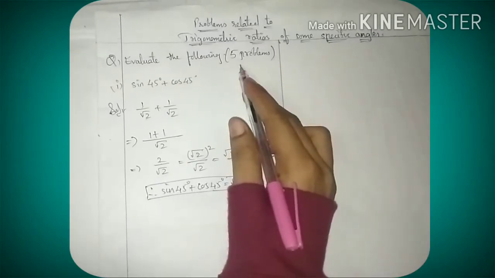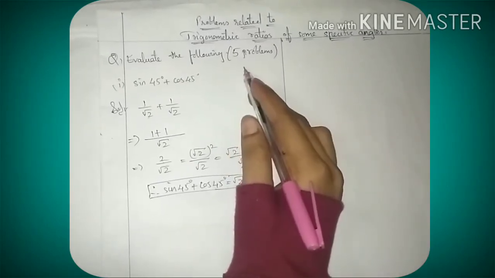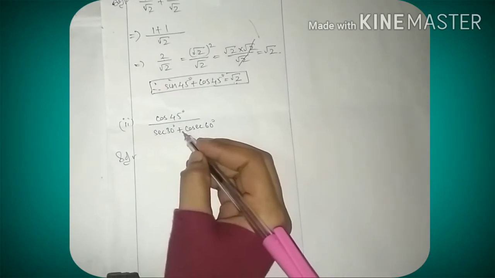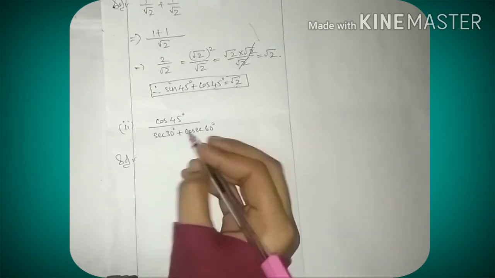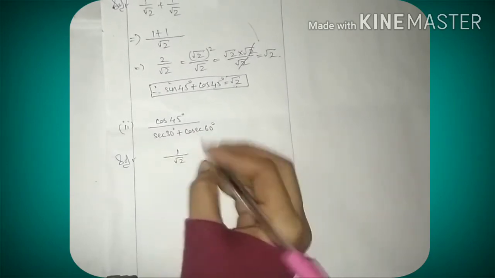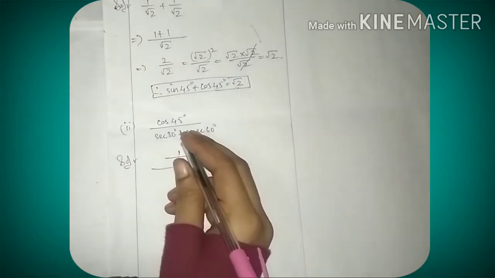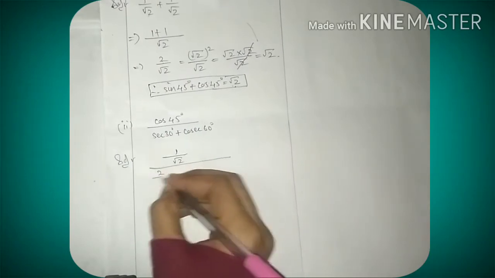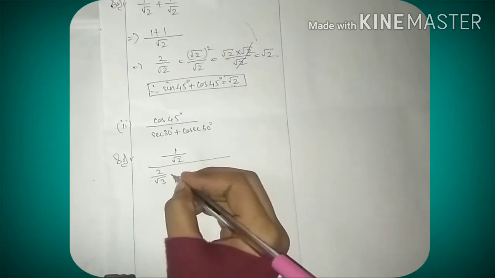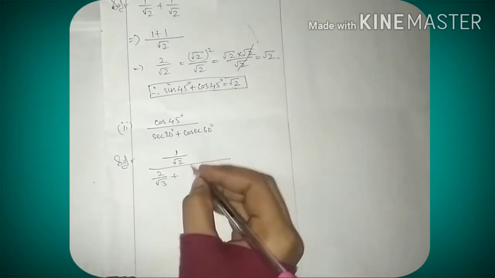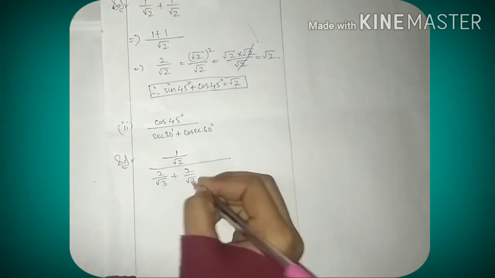Now we are going to solve the next problem. I have copied the question over here. Cos 45 degrees value is 1 by root 2. Secant 30 degrees is 2 by root 3 plus cosecant 60 value is 2 by root 3.